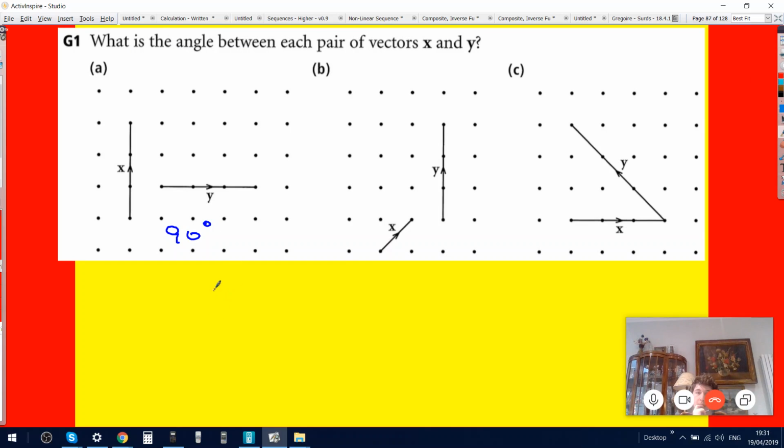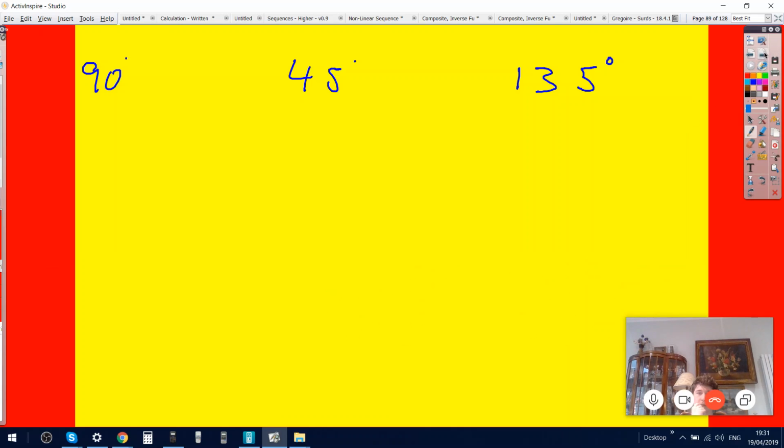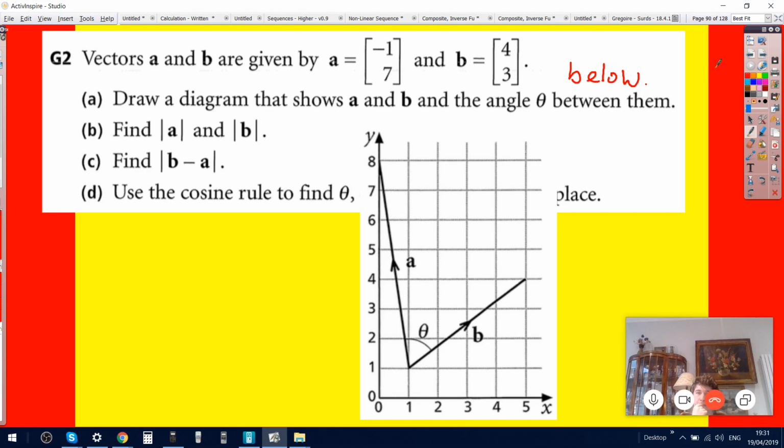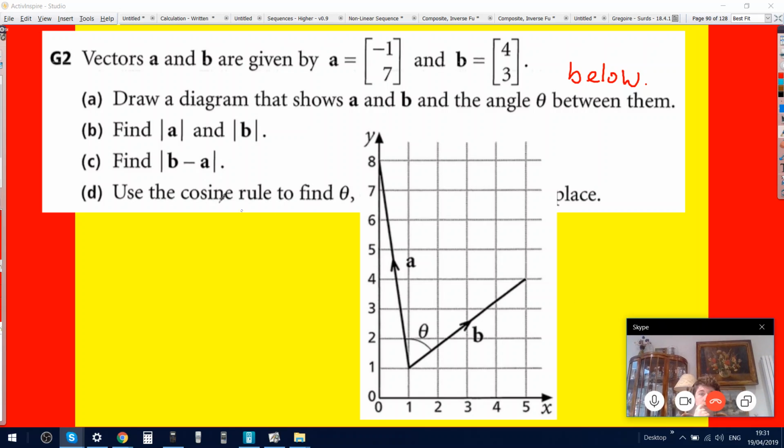For B, it would be 45. And for C, it would be from tail to tail. So that would be 135 degrees. That's it. So this is the thing. How would you do part B? So what does the line, or what do the lines mean?